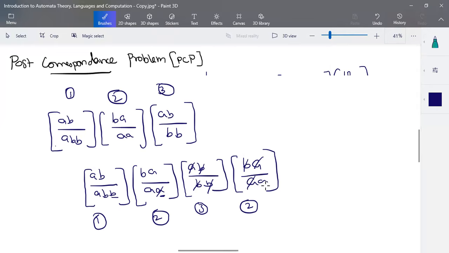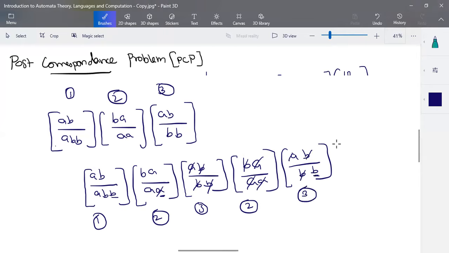I need a domino that has A at the top, a numerator. But when I choose the first domino, ABB, for this A can be cancelled. For this B, you don't have a pair here, so we cannot use it. The string formed by combining the numerator and the string formed by combining the denominator has to be the same. So the only possibility is choosing the third domino. It is AB and BB. For this A cancelled, for this B cancelled.